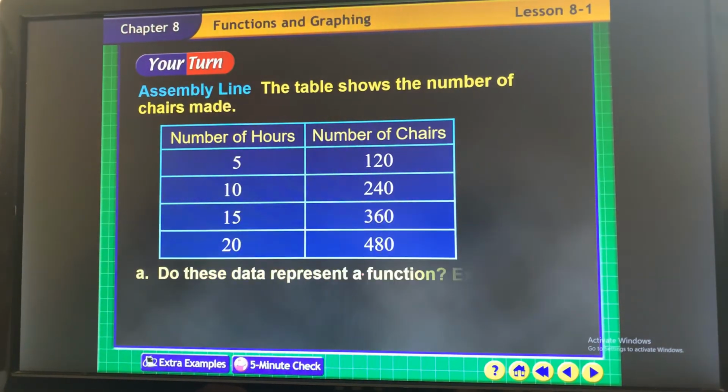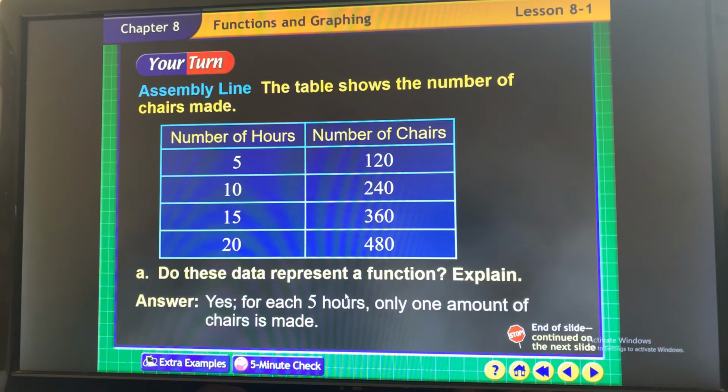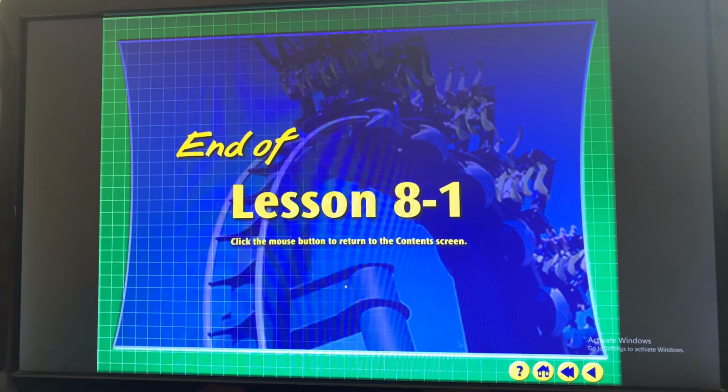F-E-D. So again, here's an F, E, and the D will be in the next slide. Function, yes. Explain. For every 5 hours, there's a unique number of chairs made. Description, as the hours increase, the number of chairs made increases. So that's your D. And that's it for 8.1. Pretty easy.